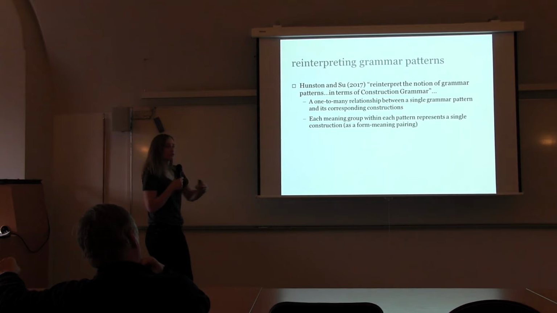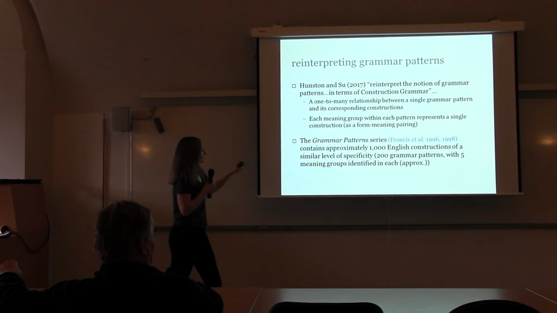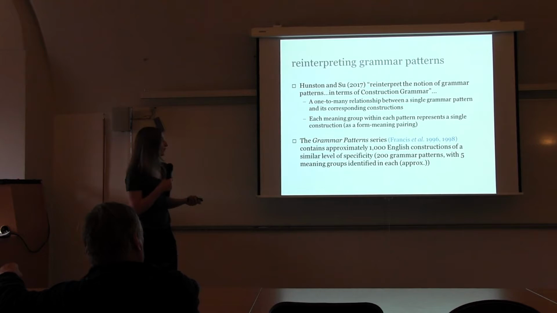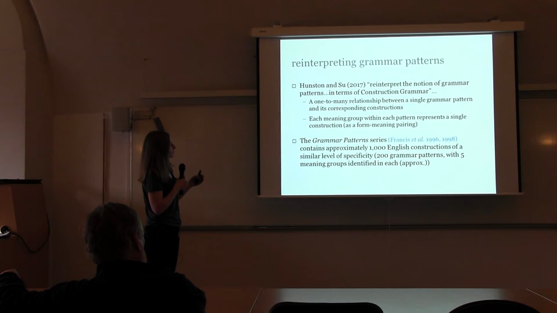As we've said, the grammar patterns volumes contain 200 grammar patterns, and Hunston and Su work out that there are about 5 meaning groups identified in each pattern, sometimes as many as 10, sometimes just one. Like we saw with the V that pattern, there were 10. So they work out that the grammar pattern series contains approximately 1,000 English constructions across the two volumes.